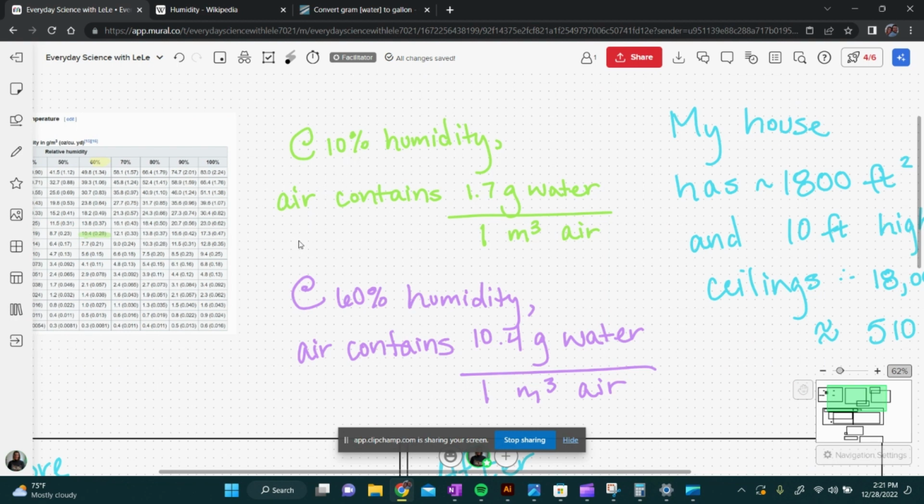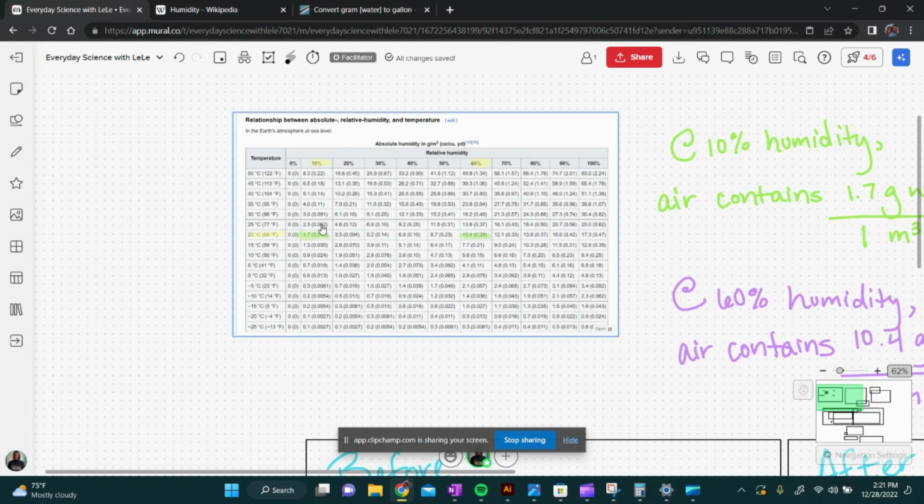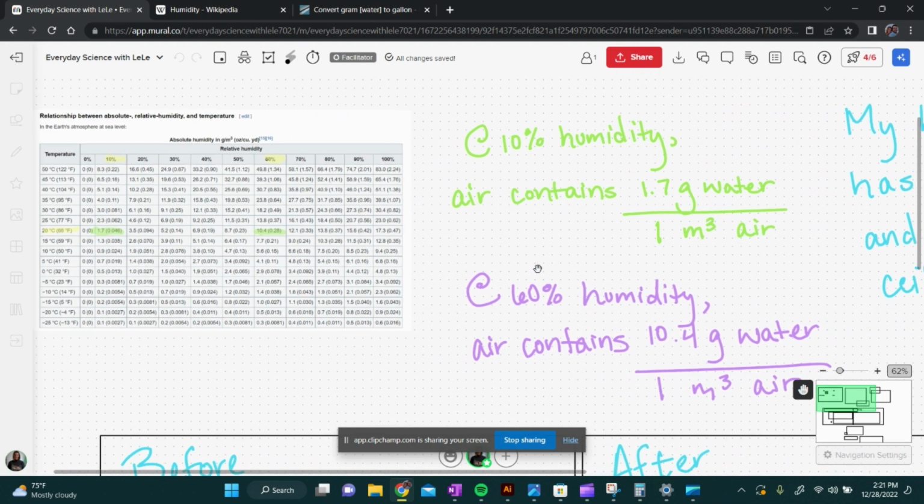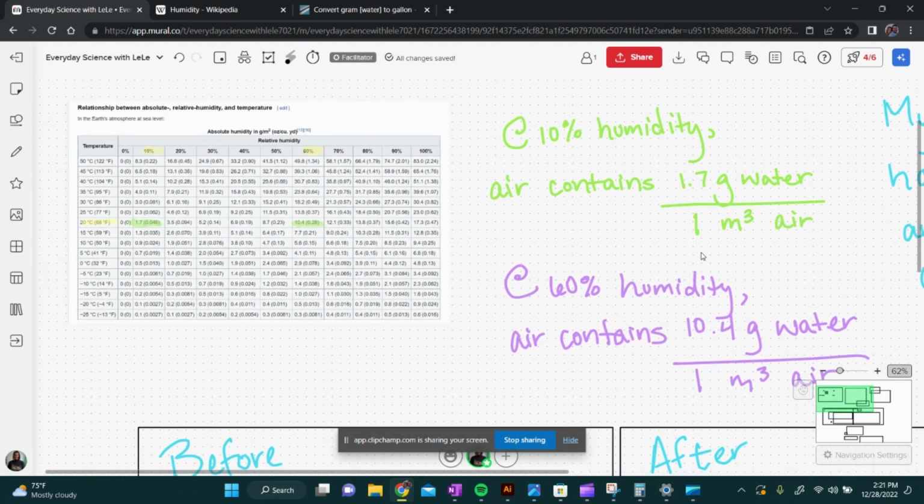At 10% humidity, my air contains 1.7 grams of water per 1 cubic meter of air. And at 60%, air contains 10.4 grams of water per cubic meter.